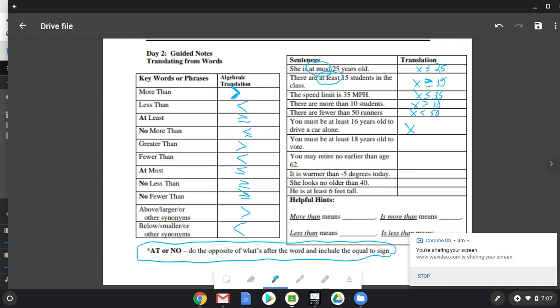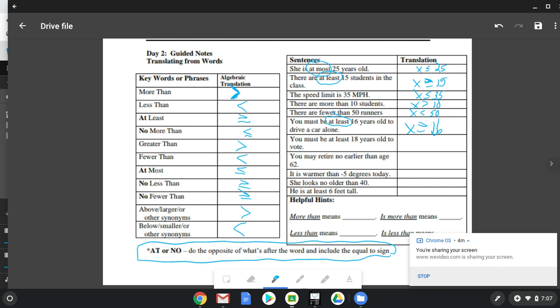At least 16 years to drive a car, so X would be on the left side here. And then it says at least. So on the left side, we find at least, that's the greater than or equal to, because we do the opposite of least, which would be more than. And then the word at tells me there's an equal to sign, and then 16. And that should make sense. To drive a car, you have to be at least 16, which would mean X is greater than or equal to 16. So you can be 16 or above.